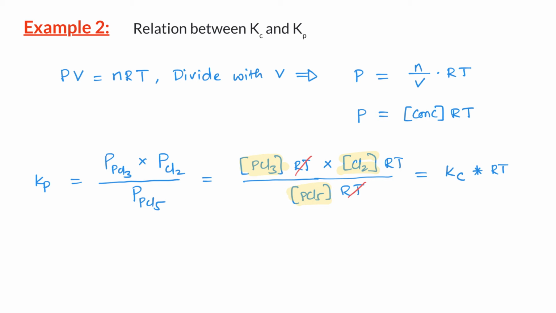So Kp is equal to Kc, which is 1.94, times R. We know that R has different values. Since the partial pressures are expressed in atmospheres, I'm going to use R as 0.0821 liter atmosphere per mole Kelvin times the temperature, which is 450 Kelvin. If we do the math, we get Kp is equal to 71.63. This is how we calculate the relation between Kp and Kc.